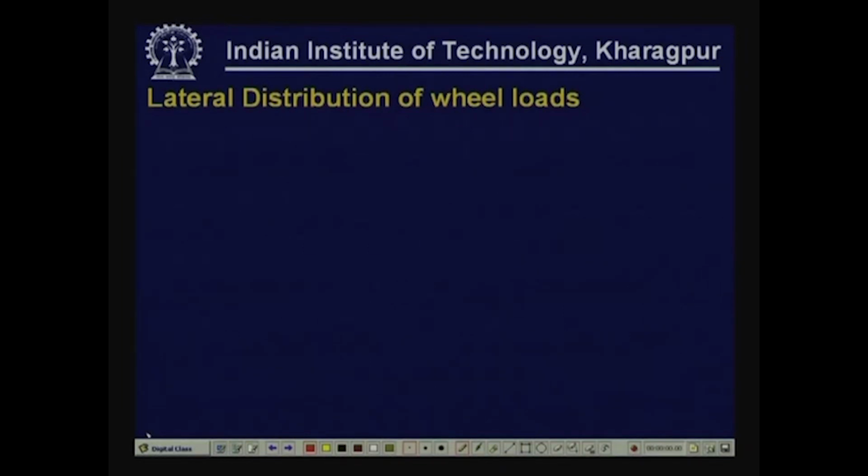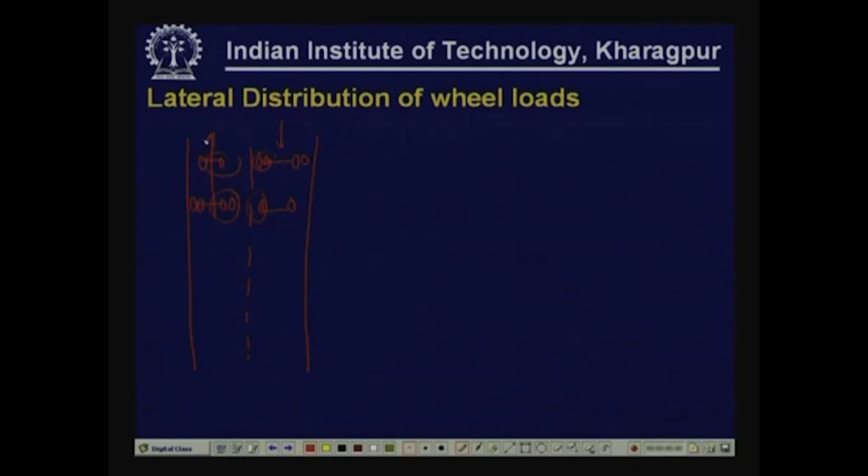To understand the lateral distribution of wheel loads, for example, if you take a 2-lane road, and if you consider a vehicle moving in this direction, and there is another vehicle moving in the other direction, depending on the width of the carriageway, depending on the width of each lane, and also depending on the size of each vehicle, the position of these wheel loads with reference to the other wheel can be assessed.